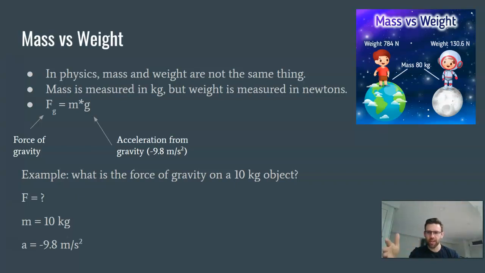I don't know, some of you are young enough that maybe one of you will go to Mars one day, and your weight on Mars is going to be different than your weight on Earth.